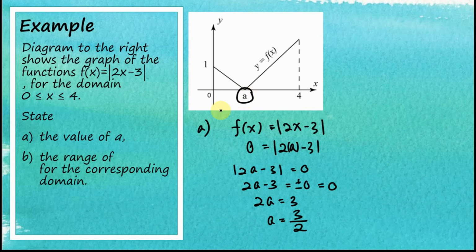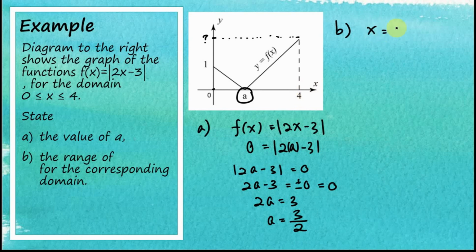B, we are asked to find the range for the corresponding domain. The range: the lowest value of the image is 0. That is when a equal to 3 over 2. And the highest value will be this one, which we still don't know yet. We don't know the value here, but we know that the maximum value of y, or the maximum value of the image, happens when our object x equal to 4.